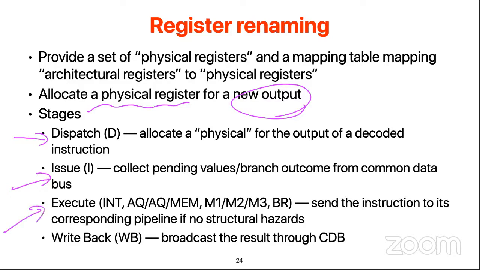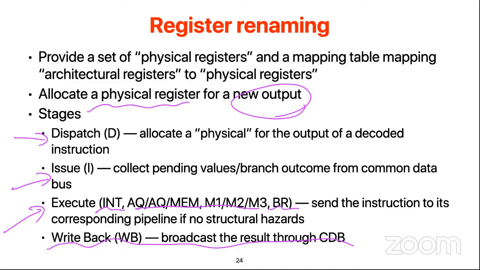And it's queued depending on which functional units you want. We can have different pipelines for that, like an integer pipeline, branch pipeline, and memory pipeline, and send an instruction to the corresponding pipeline if there's no structural hazard. And finally, write back the result when your data is ready.